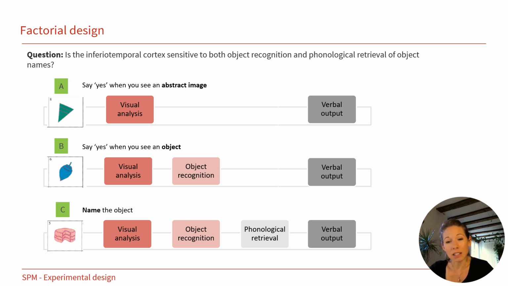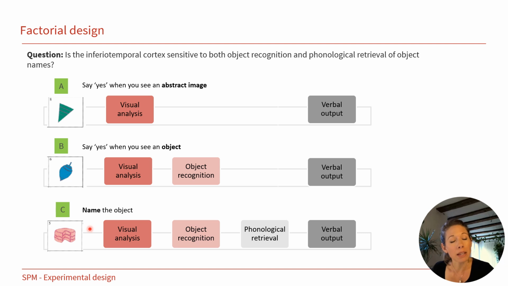And they started off with three conditions only. The first condition was an abstract image. They had to say just yes. So here we have the cognitive processes of visual analysis and verbal output. In the second condition, they should just say yes when they see an object. So here we have the visual analysis, we have, in addition, object recognition, and we have the verbal output.